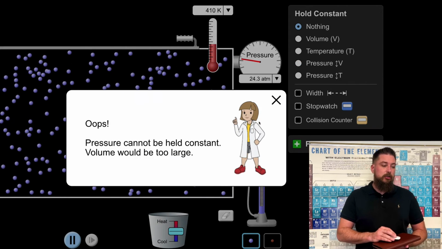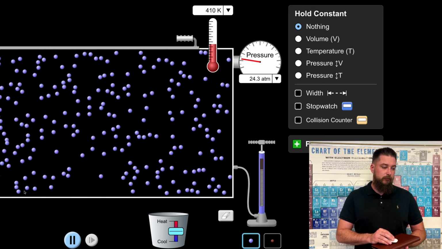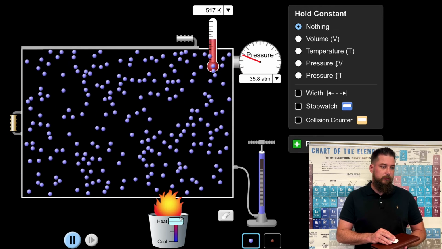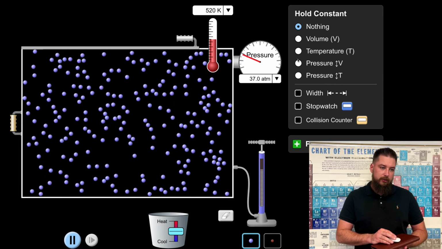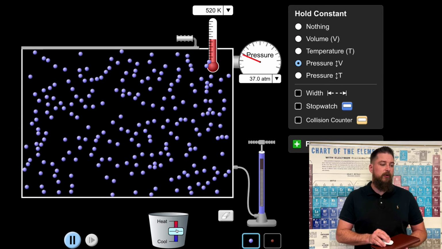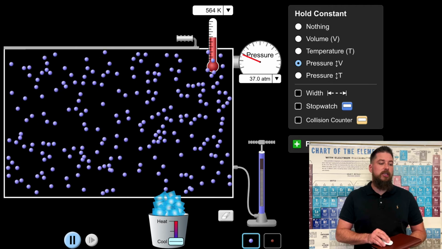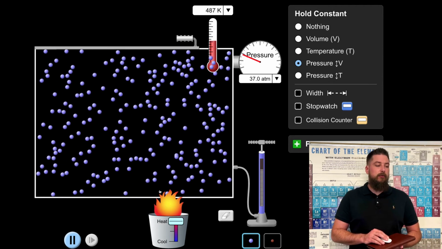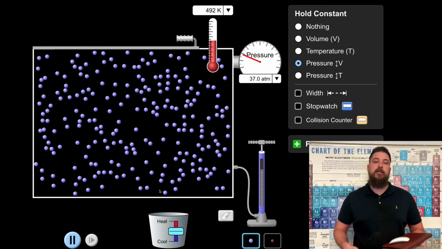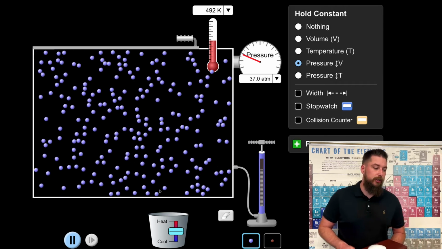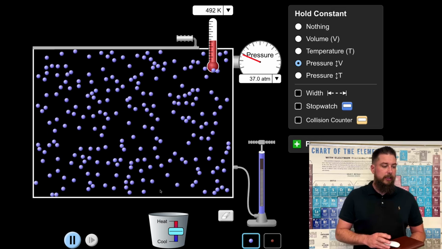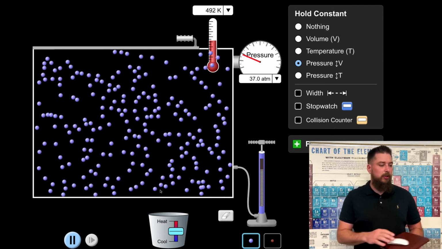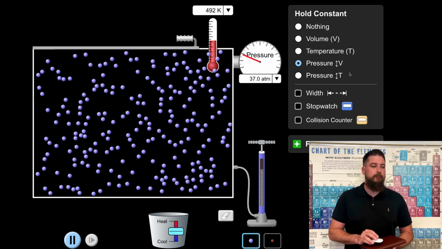If you increase the temperature, you will see that the volume gets bigger. If you decrease the temperature, the volume gets smaller. And so this also is a direct relationship. As one goes up, the other goes up. As you increase the temperature, you're increasing the volume. And hot air balloons come to mind. So the hot air balloon gets inflated because they put hot air inside of the balloon.